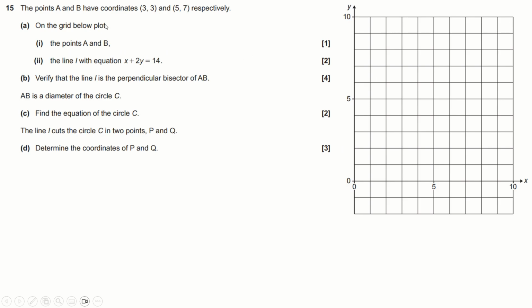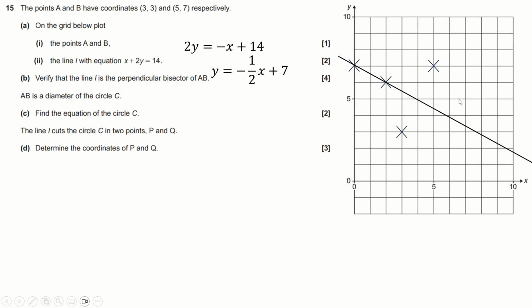Very last question here. We're going to pick up a mark for plotting 3, 3, and 5, 7. So that was good. And the line, this, now let's rearrange this by taking away x and dividing by 2. And we'll get this. So okay, it goes through 7 as the y-intercept, and rise over run here. So runs down 1, goes across 2. So I think those are the 2 points. Put a line through them, you get this, roughly.